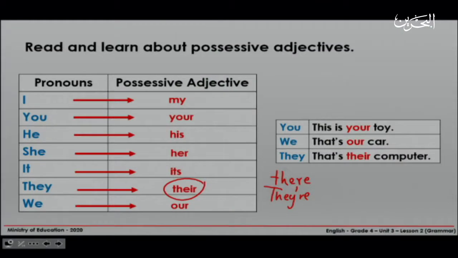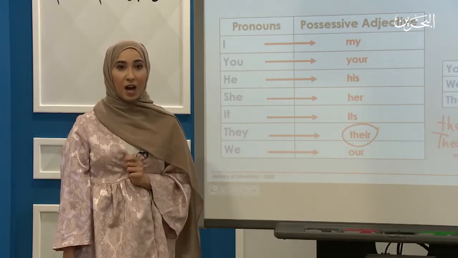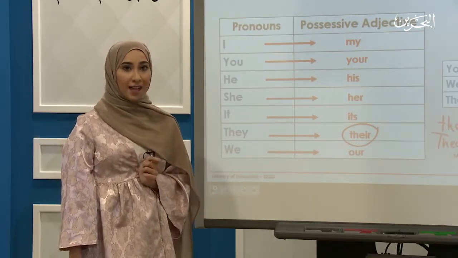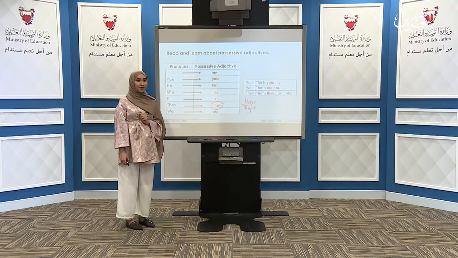Now, let's read the examples that we have here. I want you to repeat after me. You. This is your toy. We. That's our car. They. That's their computer.